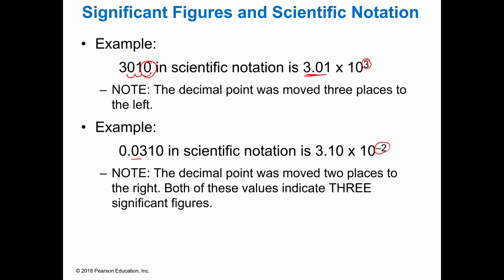So in the case of 0.0310, that's a placeholder, right? So we're going to have 3.10 times 10 to the minus 2. That's 3 significant figures as well. So both of those had 3 significant figures. A lot of times if you put it in scientific notation, it'll show you, because obviously you're not going to say 03.10 for your scientific notation, and that tells you that leading 0 is not significant.